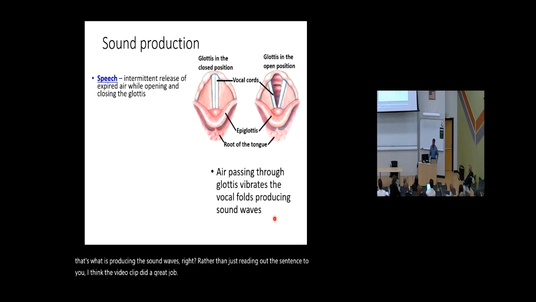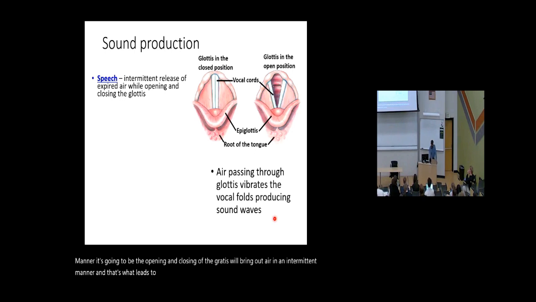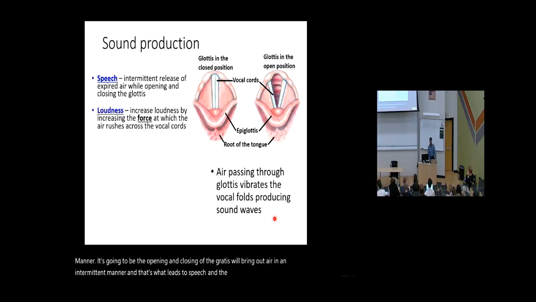So when it comes to speech production, the air leaving the glottis is going to come out in an intermittent manner, right? The opening and closing of the glottis will bring out air in an intermittent manner, and that's what leads to speech. And the loudness is going to be dependent on the force with which the air is moving through the glottis. So if it's moving at a greater force, the volume goes up. At a lower force, the volume drops.